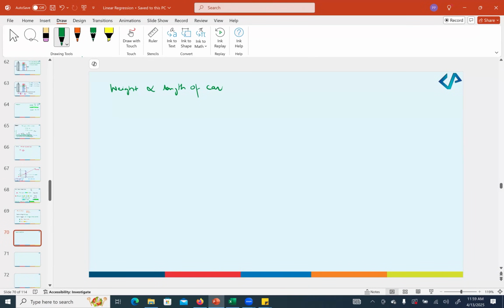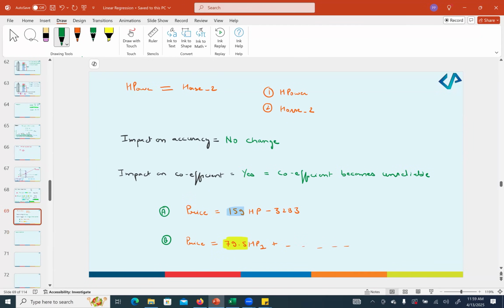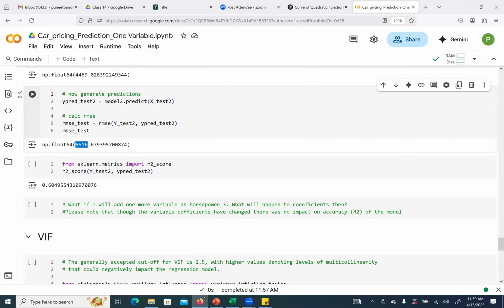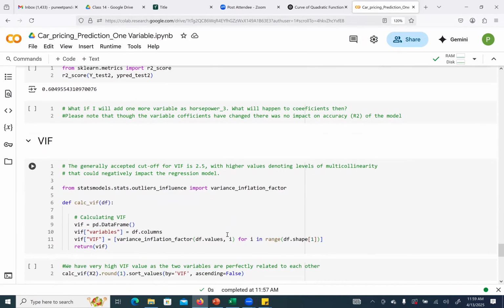Right? So when I put both weight of the car and length of the car in the data set, it can happen that the coefficients become a little unreliable. Whenever we add related variables from the data set into the model, the coefficients become unreliable, although it does not have much impact on my accuracy. Now to identify such variables which are correlated with other variables, we use something called VIF, variance inflation factor.